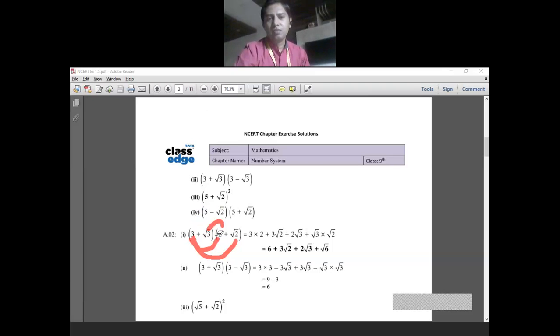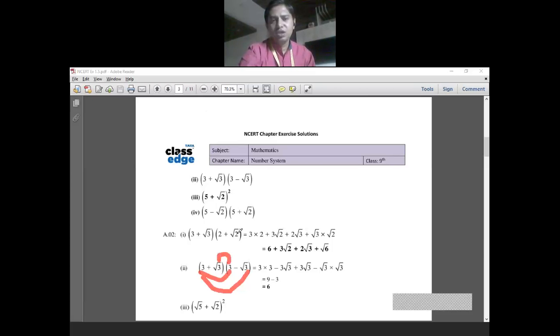Now, the next question is (3√3 + 3 − √3)(3 + √3)... So here again we'll multiply, we'll do the same method. 3 times 3 is 9. 3 into √3, 3√3 with positive, 3 times 3 is 9, and 3√3 into √3 will minus 3... or √3 into 3 will plus 3√3, and √3 into √3 will give you minus 3.